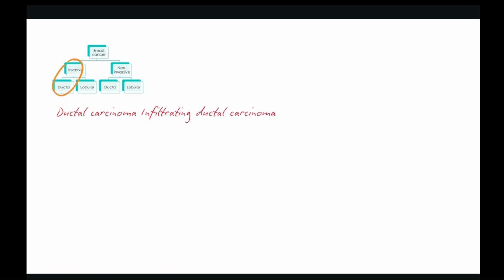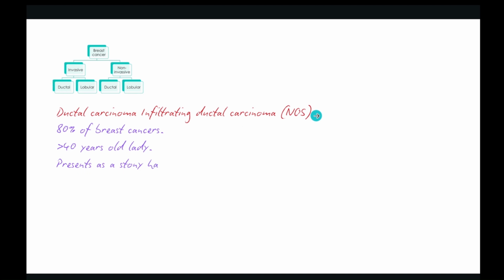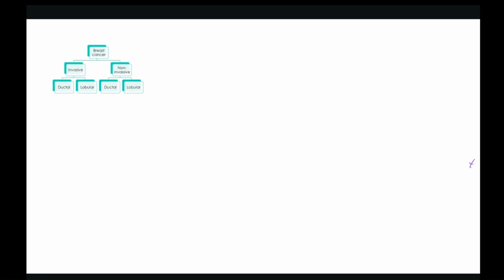The infiltrative ductal carcinoma, or invasive ductal carcinoma of NOS, not otherwise specified. It represents 80% of breast cancer and affects ladies 40 years old and more. It presents as a stony hard lump, and the most common area is the upper outer quadrant because there is a lot of fibroglandular tissue distributed there. So the upper outer quadrant is the most common area of cancer.